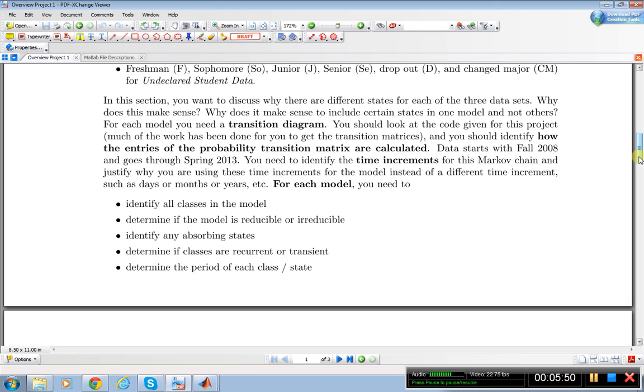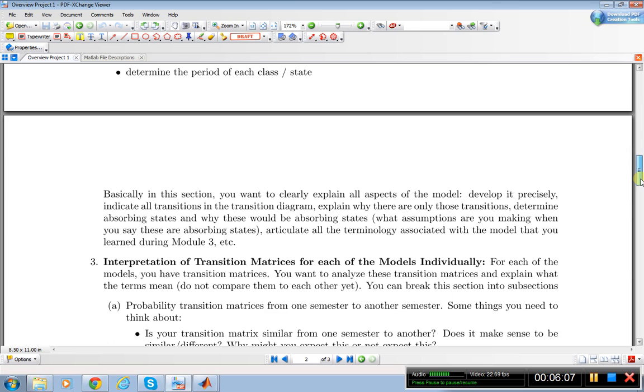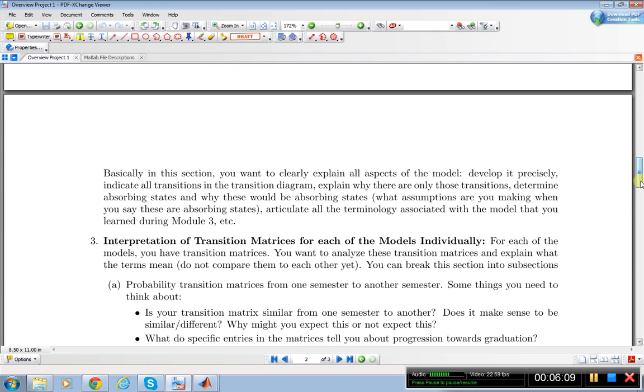So we talked about classes of discrete time Markov chains, determining whether or not your model is reducible or irreducible, figure out if there's any absorbing states, determine if the classes that you've identified are recurrent or transient, what are the periods for the classes. So all the information that you've done previously, you want to do on these models. So you're going to have 3 different models.